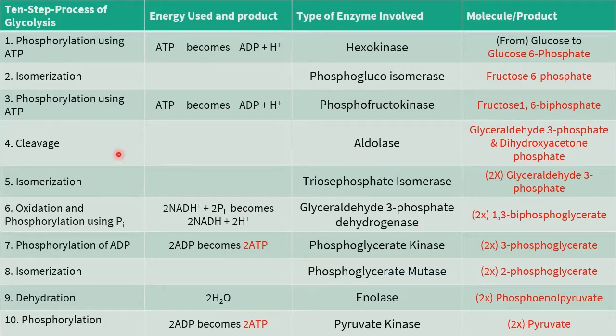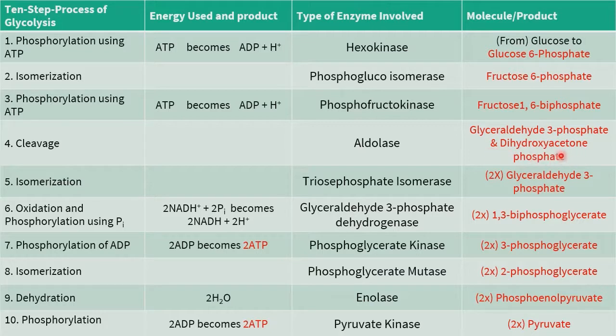The fourth step is called cleavage, actually splitting into two molecules, and that is done by an aldolase without any energy utilization. We are now going to produce two types of molecules here. First is glyceraldehyde 3-phosphate, and the other one is dihydroxyacetone phosphate.